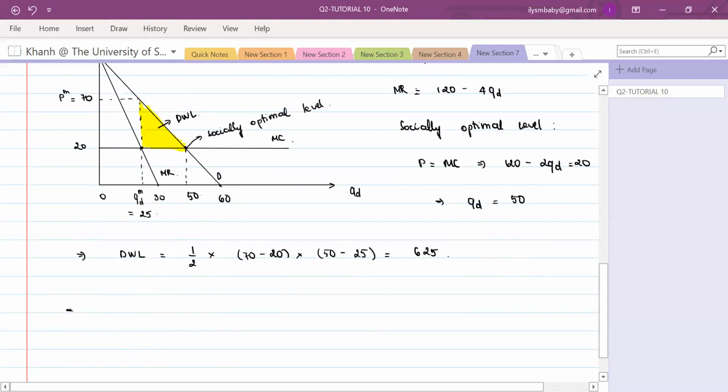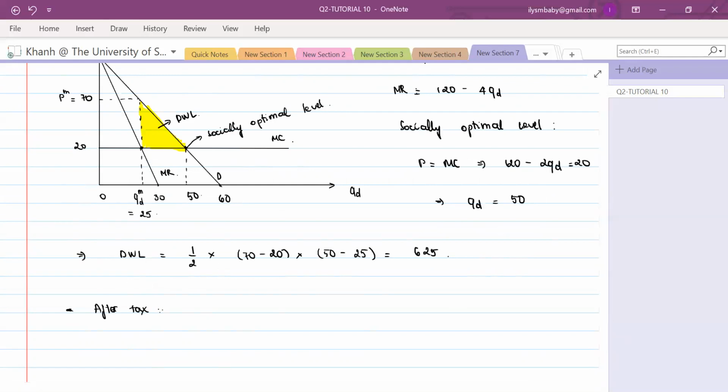Now, after tax, the government is imposing $20 per unit.